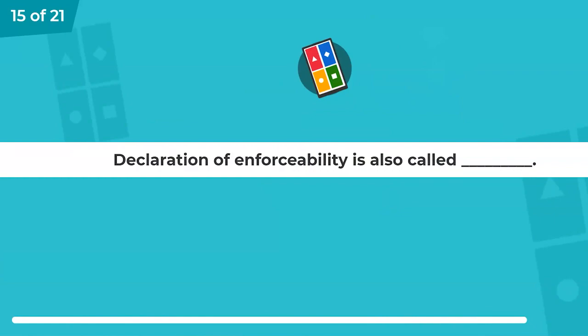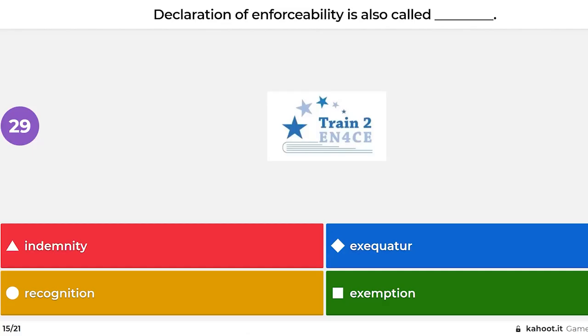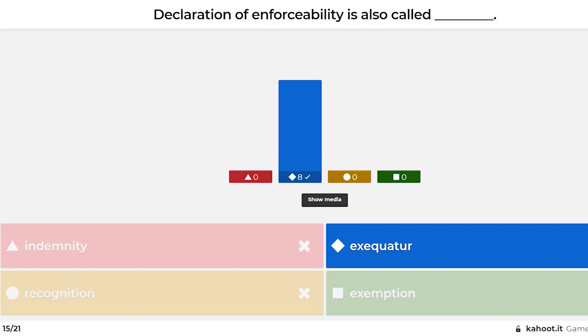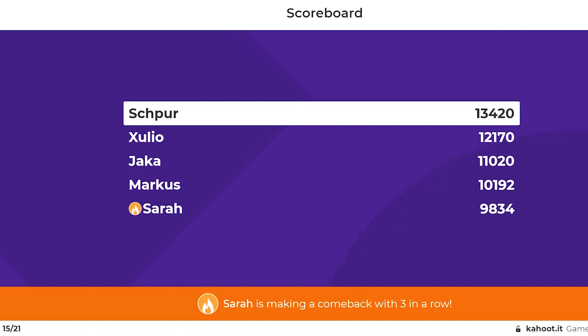Declaration of enforceability is also called indemnity, exequatur, recognition, or exemption. This one should be easy. Yes, of course, and everyone guessed correctly. The answer is exequatur. Ooh, even the Kahoot is saying Sarah is making a comeback with three in a row.